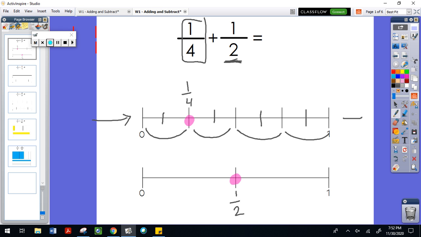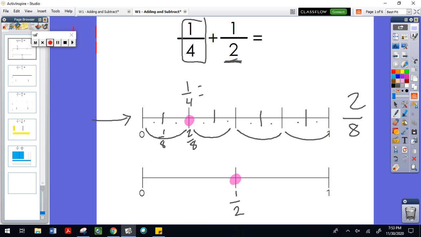Now, the reason I've done this is because this gives me an equivalent fraction to 1/4. So we now have a new denominator because when I look, there are now 1, 2, 3, 4, 5, 6, 7, 8 pieces in this number line. And this fraction, instead of being at 1/4, is now 2/8. So that means that 1/4 is equivalent to 2/8.